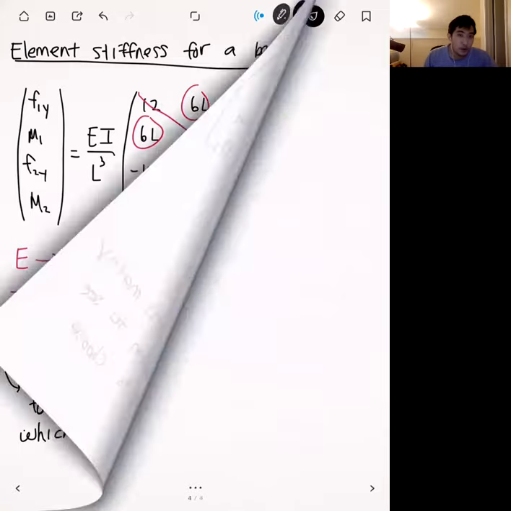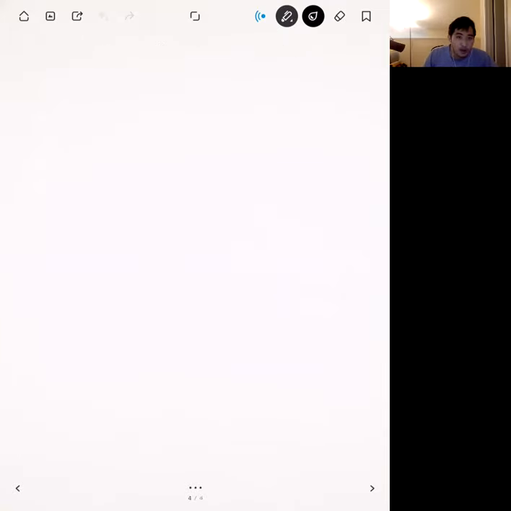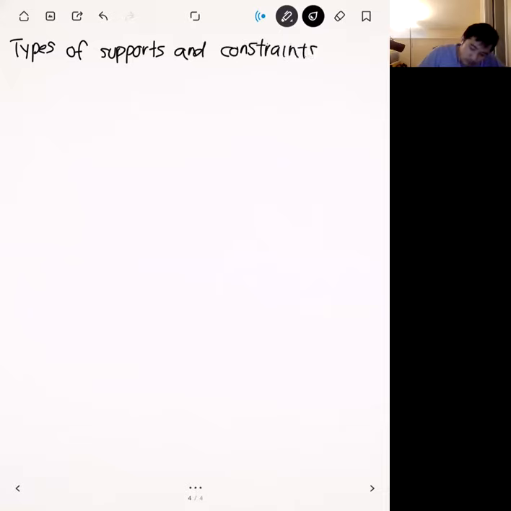All right, and so before we launch into an example problem, let me first talk a little bit about the types of supports and the types of constraints that we can use. Okay? Probably you guys know this already, but I'm just going to review it for the sake of completeness. All right, so we have three types of supports.